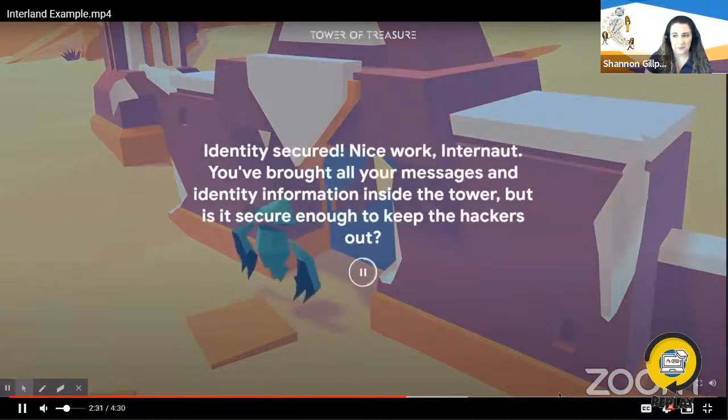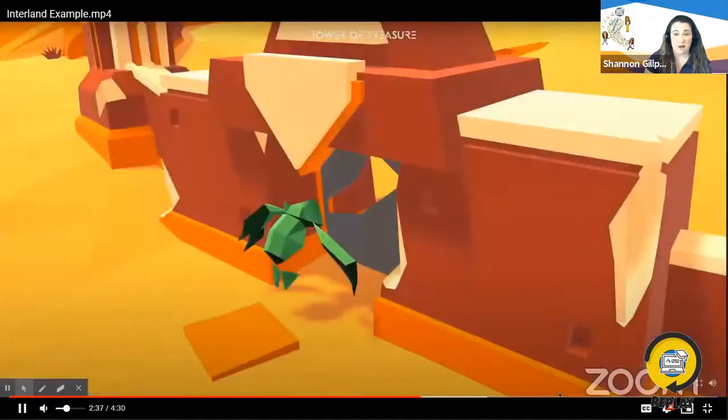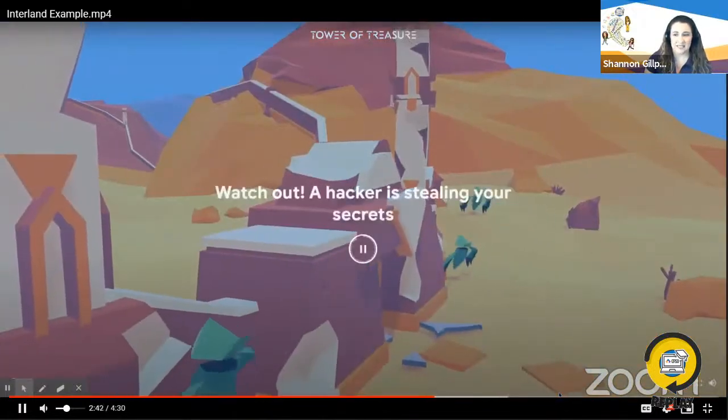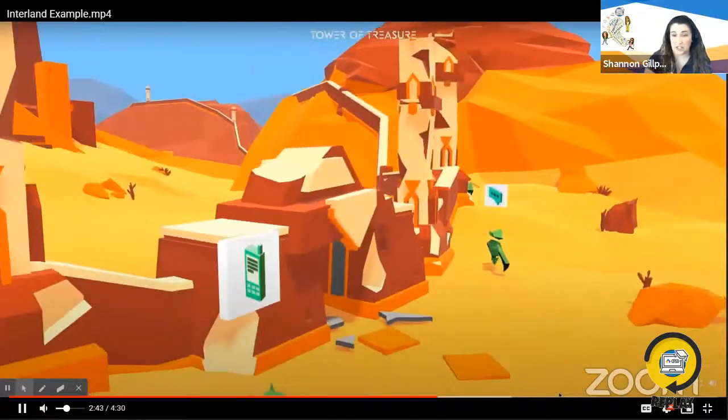Identity really secured. Nice work, Internaut. You've brought all your messages and identity locked. Information inside the tower. But is it secure enough to keep the hackers out? So now, watch out. A hacker is stealing your secrets.